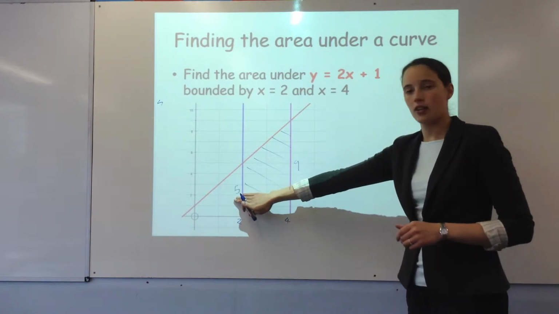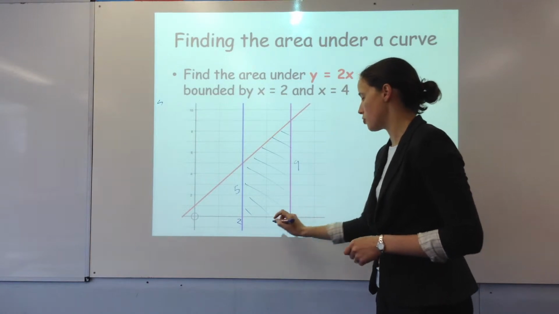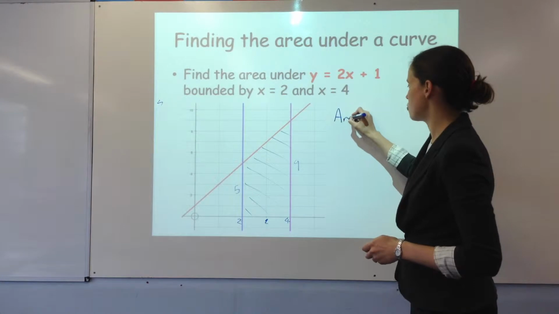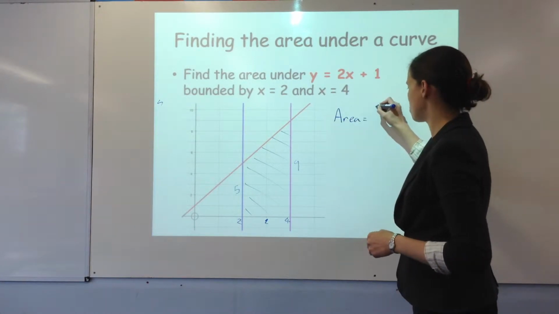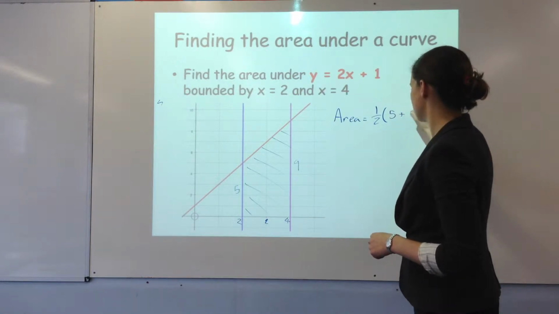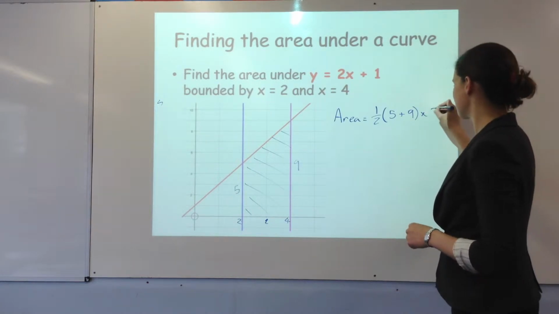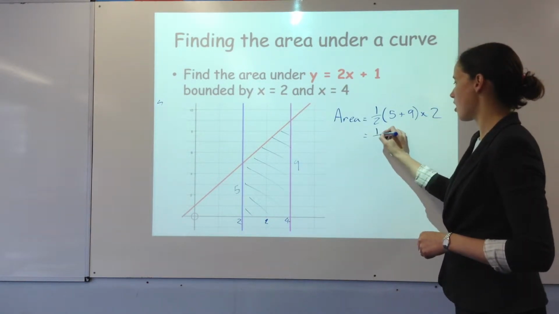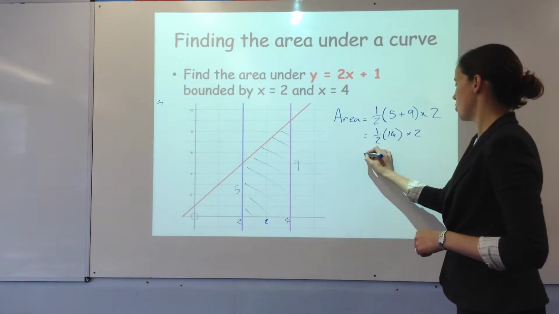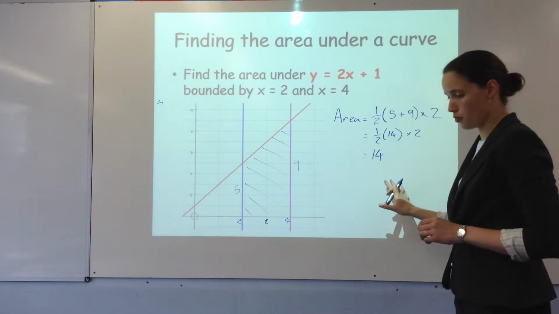Okay, so we've got two parallel sides, 5 and 9. The distance between them is from 2 up to 4, so we've got a distance of 2. We all know the area of a trapezium is equal to half the sum of the parallel sides times the distance between them. Times it by 2. So this gives us a half of 14, and then times by 2, which of course just gives us 14. So the area under that curve is 14.